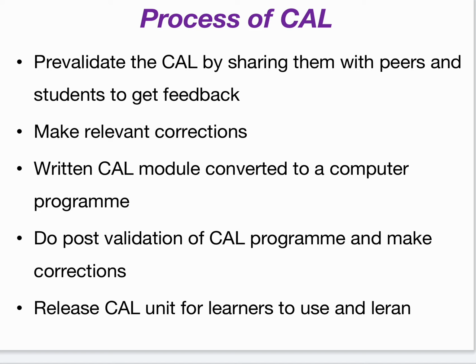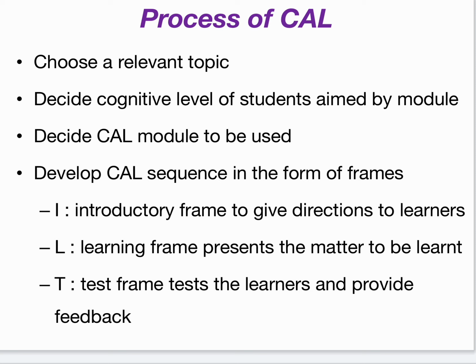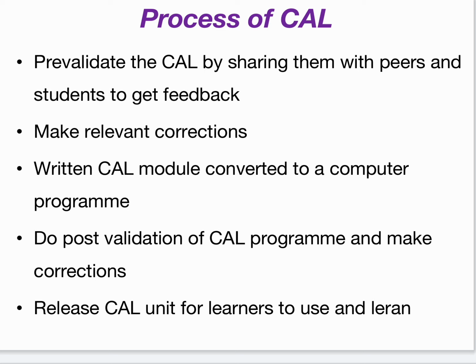So this is the overall process of CAL. Initially you have to choose a relevant topic, decide the cognitive level of the student to be achieved, decide which module is to be used, and prepare the sequence as the introductory frame, the learning frame and the test frame. Then pre-validation is done. After the pre-validation, make corrections. Then the written CAL module is converted into a computer program. Once the computer program is prepared, do the post validation and make corrections. Once all this is done, you can release the CAL unit for use. So this is the overall process.